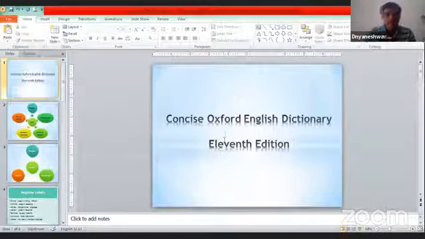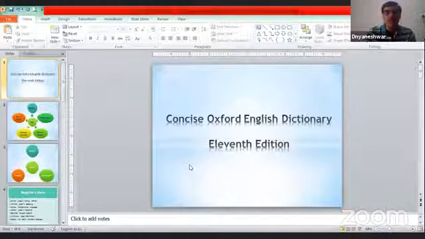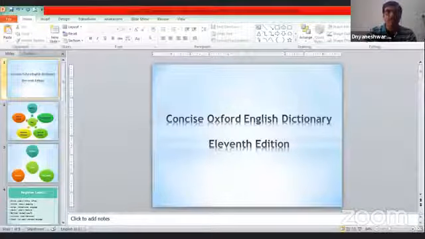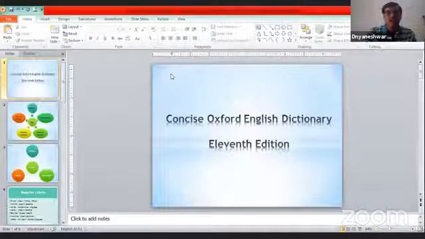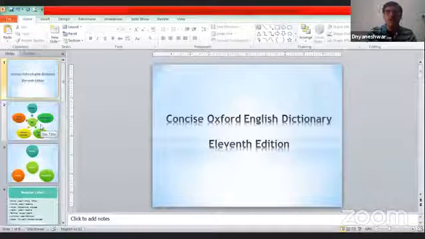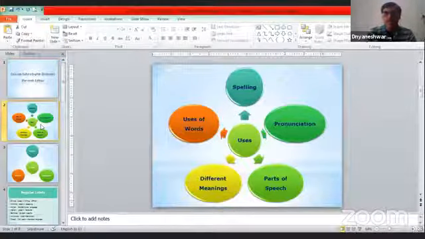As far as this particular presentation is concerned, which is about use of dictionaries, I have referred to the 11th edition of Concise Oxford English Dictionary, because there are different dictionaries and you will find different information in different dictionaries. So whatever presentation I'm giving is based on this particular dictionary. Now, when a question comes to our mind, what are the uses of dictionary or how we refer to dictionary? There are some common uses which come to our mind.